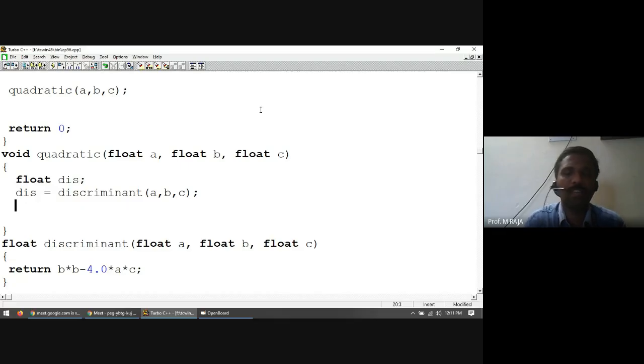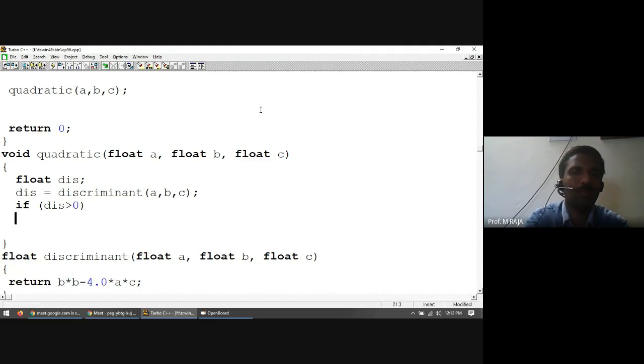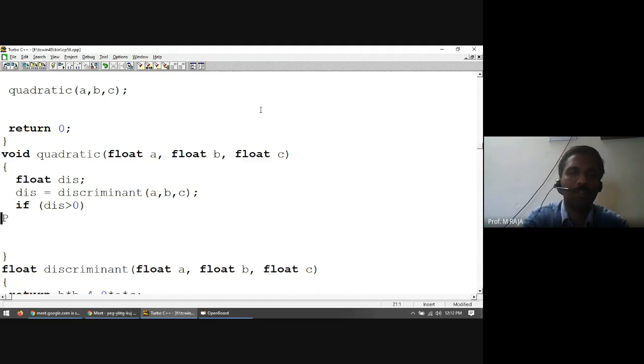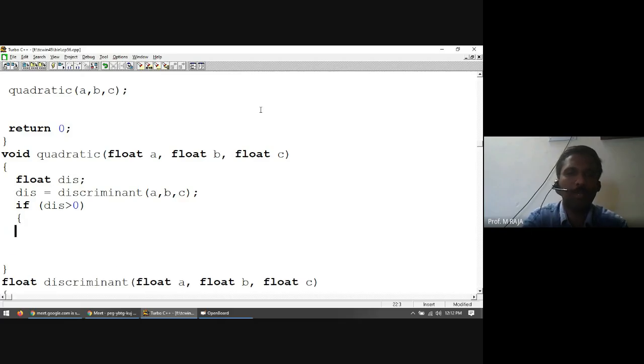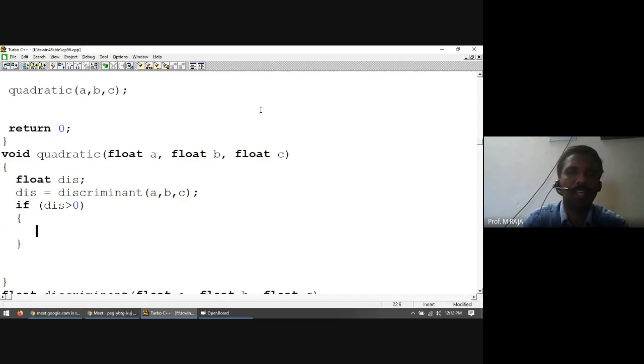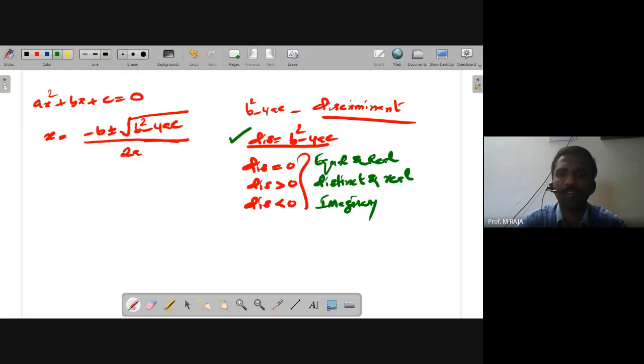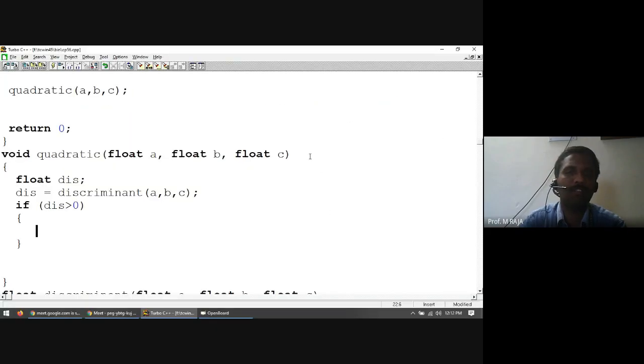First, we can control this by simply writing an if statement. If discriminant is greater than 0, because this is a one-time computation of discriminant, from which we can have three cases: discriminant greater than 0, equal to 0, or less than 0. First, we check if discriminant is greater than 0. If so, we can print the result here itself. For example, I print the result.